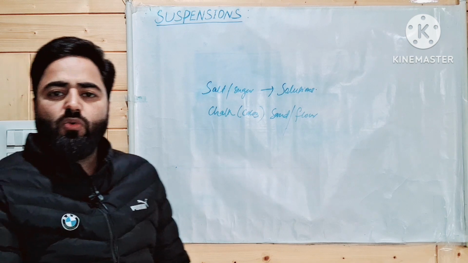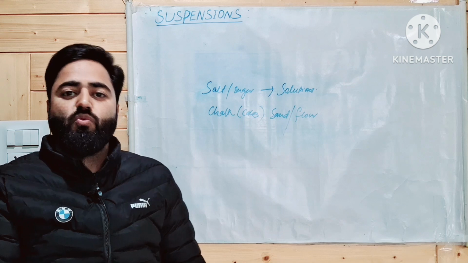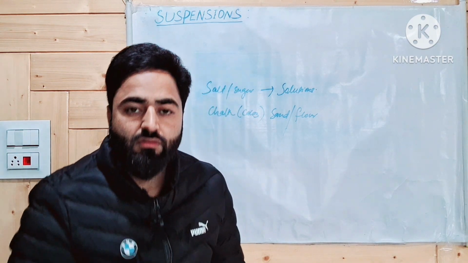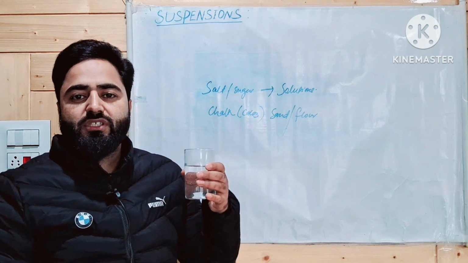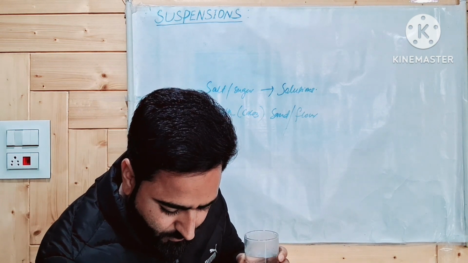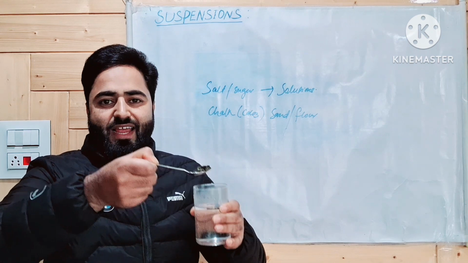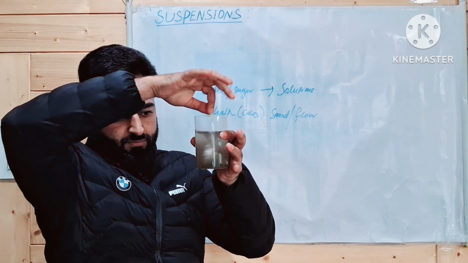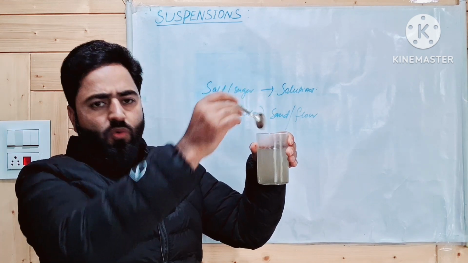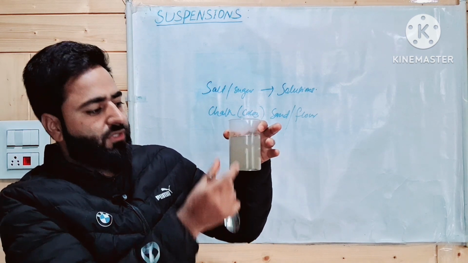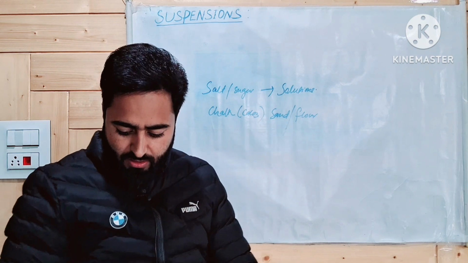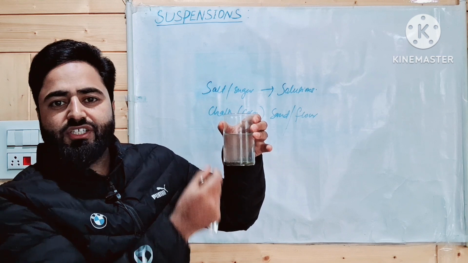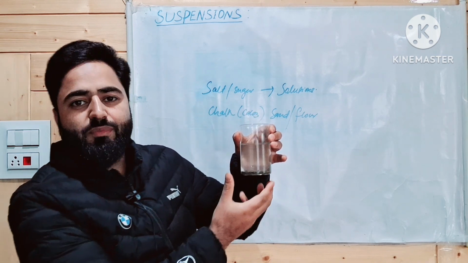So let us add an insoluble substance to water to see what a suspension looks like. For that, I have a glass containing water. Now I have an insoluble substance, that is sand. I will add a scoop of sand in the water and I will try to shake it. What will happen? The sand will float and after some time it will settle down in the bulk. This interaction between the sand and water clearly describes what a suspension is.